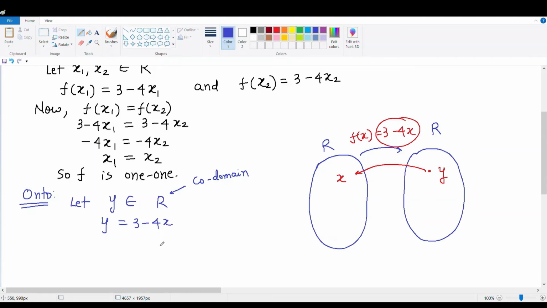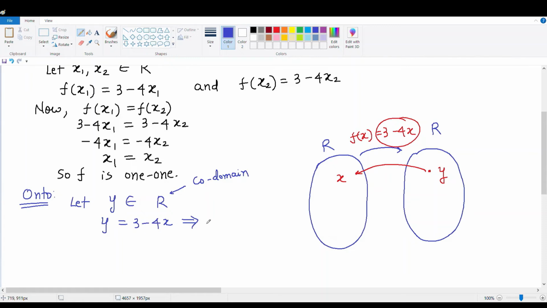using this function definition. If you pick some value x, and if you multiply by 4, and then subtract that value from 3, that must be your output. That's what our function says. So if you pick an element y from this codomain, then y equals that definition that you are given, 3 minus 4x. Now try to solve this for x.